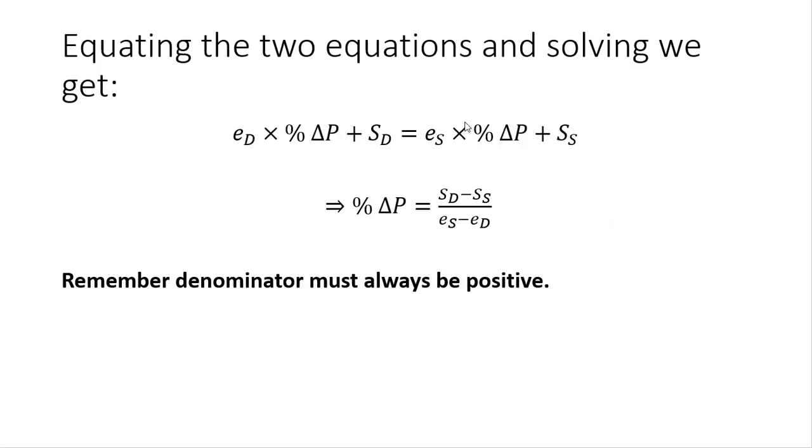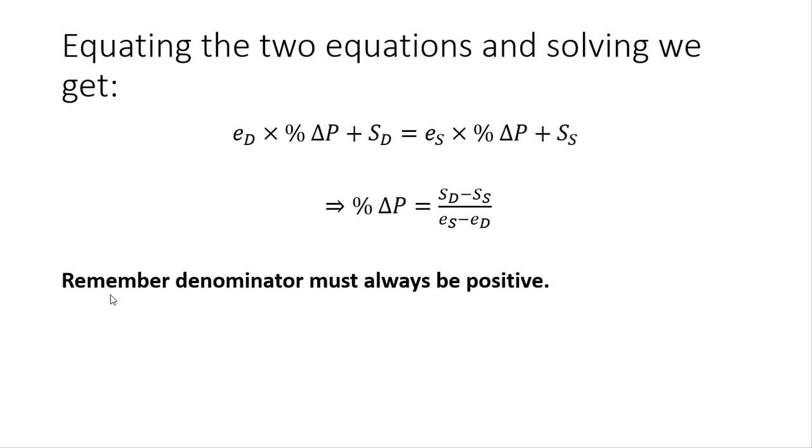So when you equate those two equations, you simply get this on the left hand side and this on the right hand side, and then you can solve for percentage change in price, which is SD minus SS over ES minus ED. Okay, so this information will pretty much be given to you.